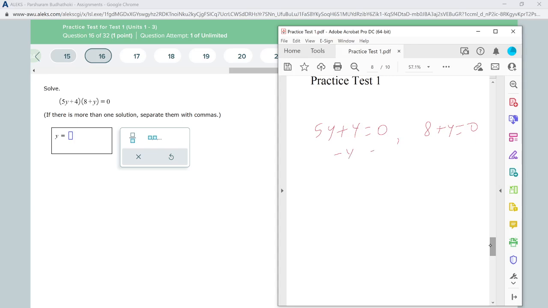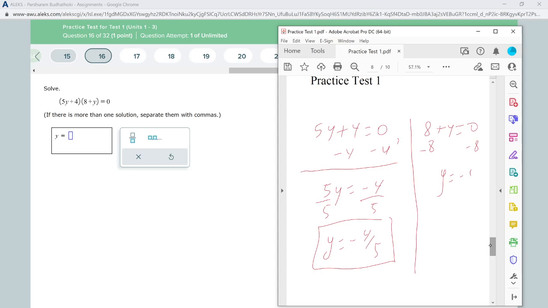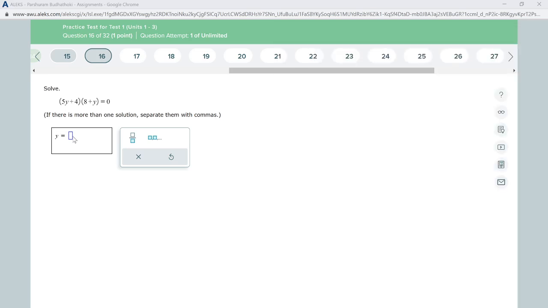For solving this, just subtract 4. It will give you 5y equals negative 4, and just divide both sides by 5. y equals negative 4 over 5 is one of the possible answers. By doing the same thing here, you just isolate the variable on the left side. So y equals negative 8 is another possible solution. So there are two possible answers, -4/5 and -8. And according to the instruction, if there is more than one solution, separate them with commas. So -8, -4/5.